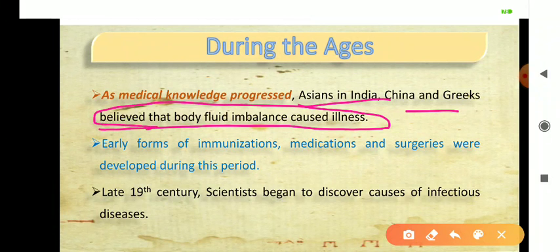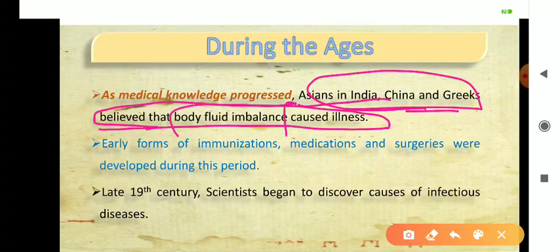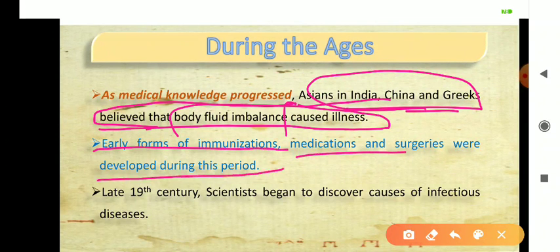So when the medical knowledge progressed, they were thinking that the illness is taking place because of fluid and electrolyte imbalance. Then the early form of immunization, medication and surgeries were developed during this period. The early forms of immunization and medications were not that much developed, but somehow it was okay, it was treating the disease, and some surgeries were developed.